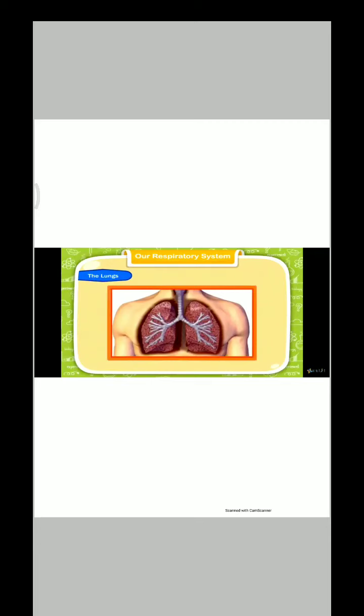Then the next function: the exchange of gases and purification of blood takes place in the lungs. So you have to remember that in the lungs. Okay, this is your second function. The first function is that oxygen is absorbed from the inhaled air and carbon dioxide is removed as exhaled air. And the second function is the exchange of gases. Which gases? Your oxygen and carbon dioxide. And purification of blood takes place in the lungs only. Okay.